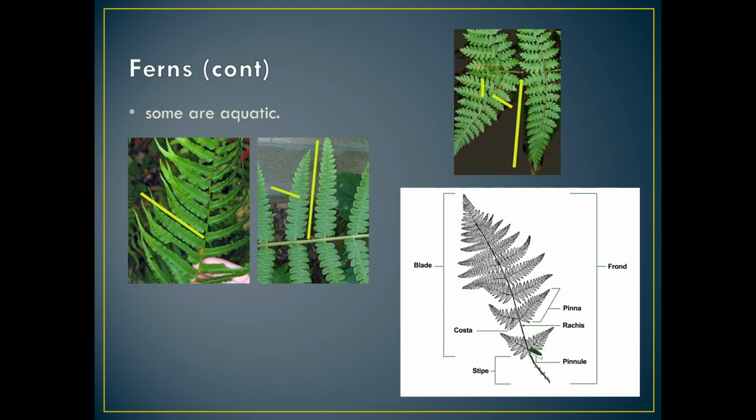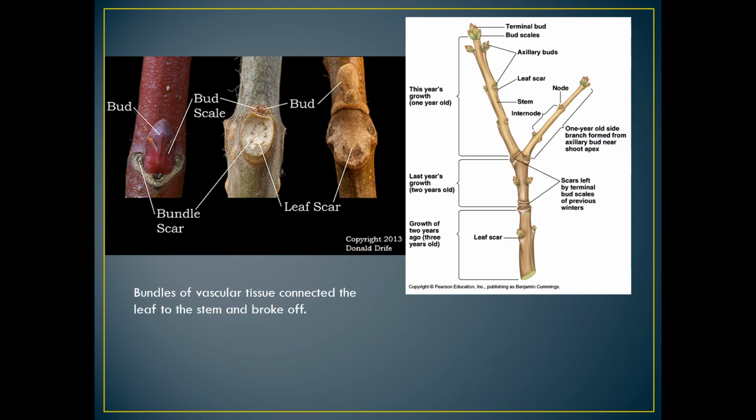I'm going to skip over ferns here for now. If we're looking at twigs and branches, you can see over here buds, which is where new leaves or branches will come out of. The terminal bud is just the bud at the apex of the branch, so the one at the very end, whereas auxiliary buds are the ones along the way.